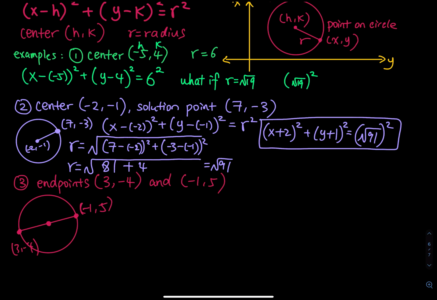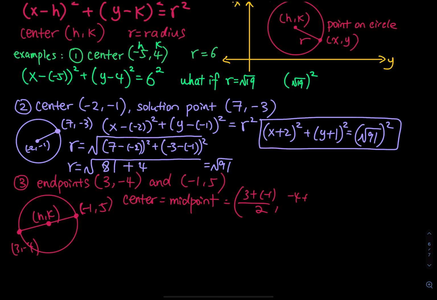The center is (h, k). You don't even know what the center is. How do you find the coordinates of the center? You have to use the midpoint formula, right? So the center is the midpoint, which is the average of the 2 x's and the 2 y's: (3 plus negative 1) divided by 2, comma, (negative 4 plus 5) divided by 2. So the center is 2 divided by 2, which is 1, and then 5 minus 4 is 1, so you have 1/2. So this is your (h, k).